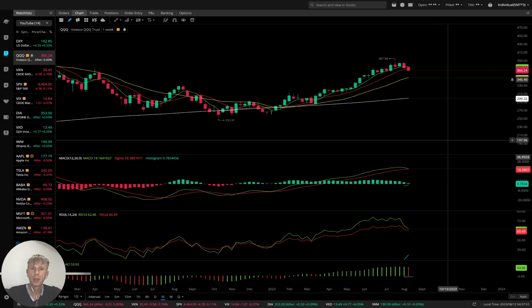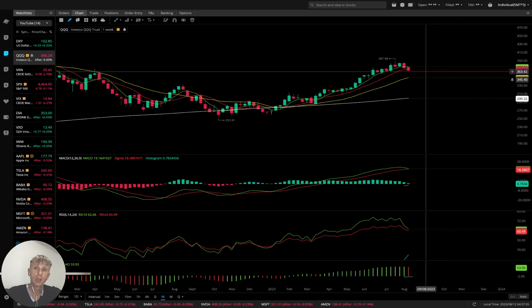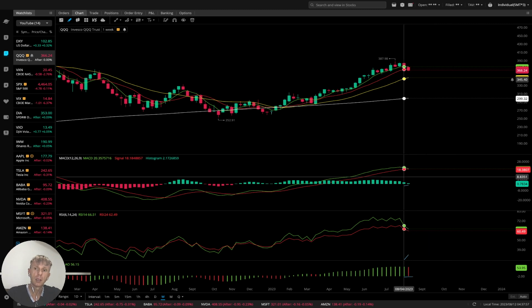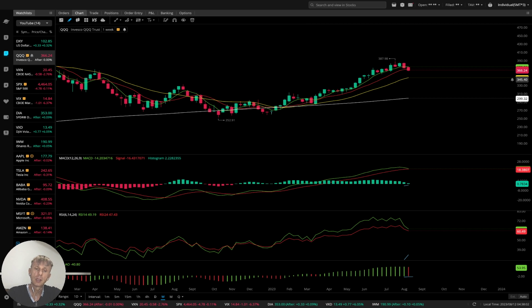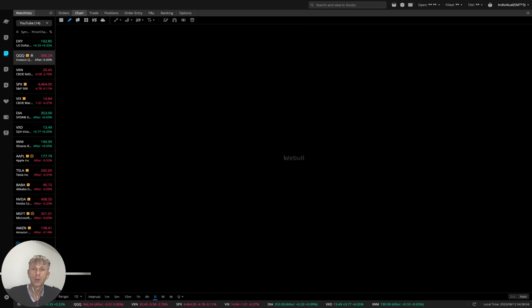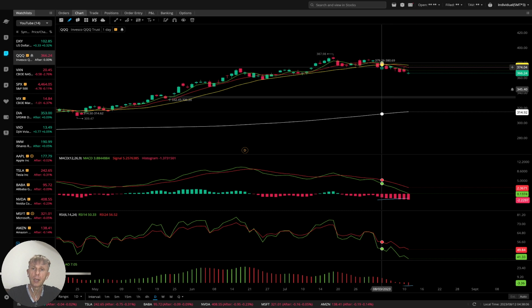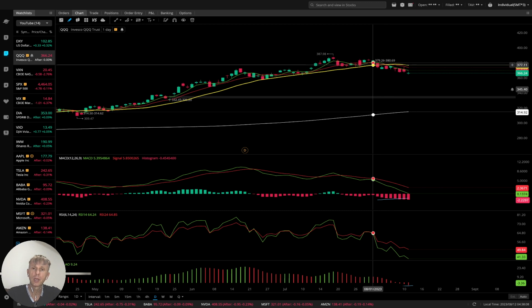It's building a bearish reversal signal. Not confirmed yet, no confirmation yet. Just a preliminary signal. On the daily time frame, it's completely different. On the daily time frame, it already gave us a bearish reversal signal.